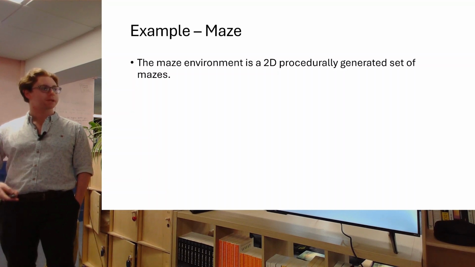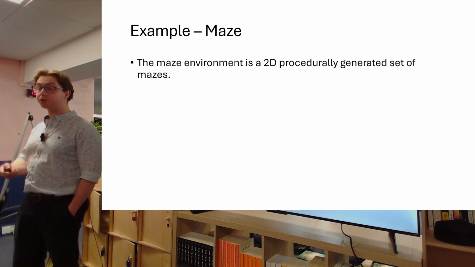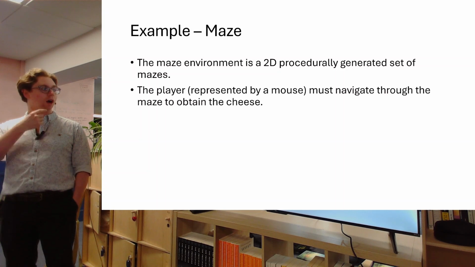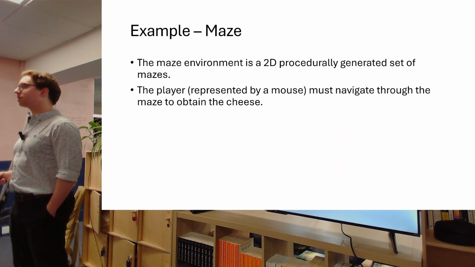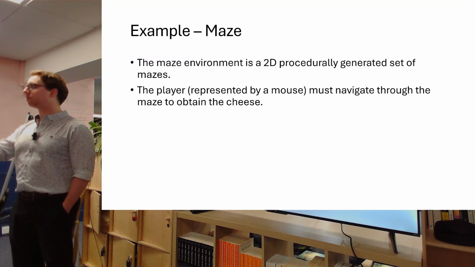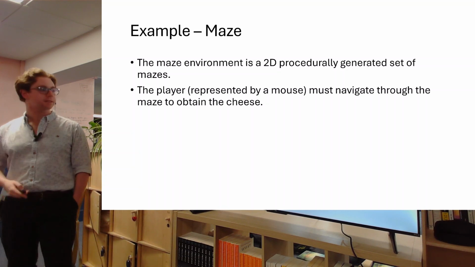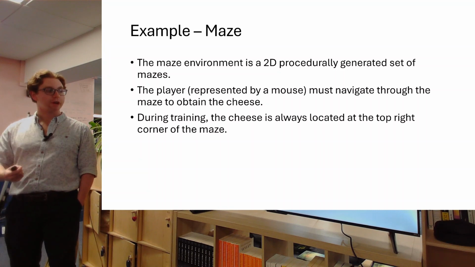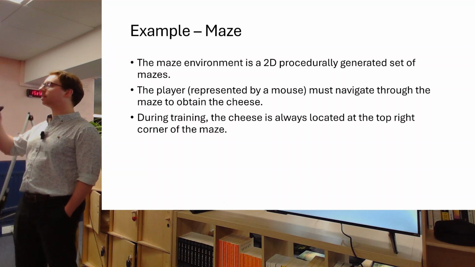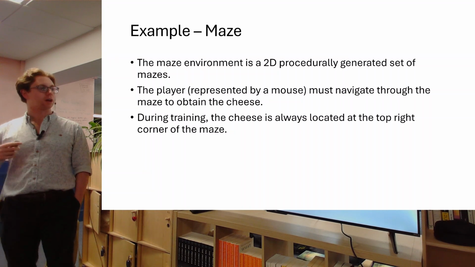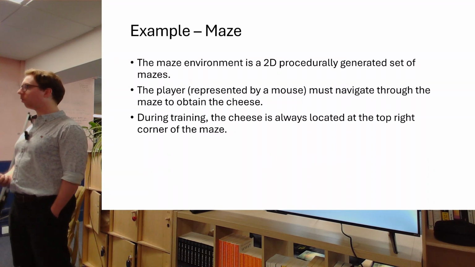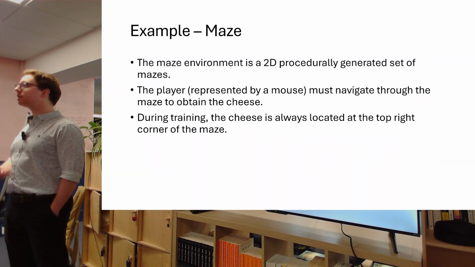The maze environment is a 2D procedurally generated set of mazes. And the player, represented by a little mouse, has to run through the maze and obtain cheese. So there's cheese somewhere in the maze. The player has to run through and get the cheese. And during training, the cheese is always located in the top right-hand of the maze, right? And we're going to reward the agent with a reward of +1 when it gets the cheese and 0 everywhere else.